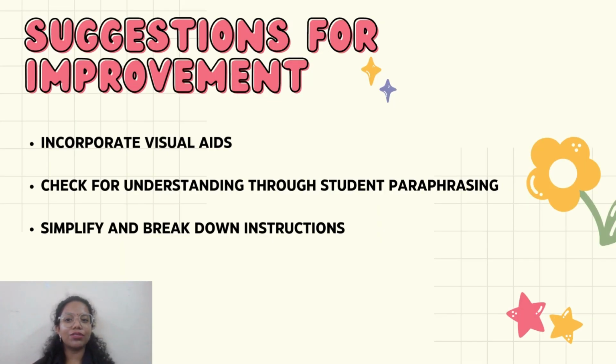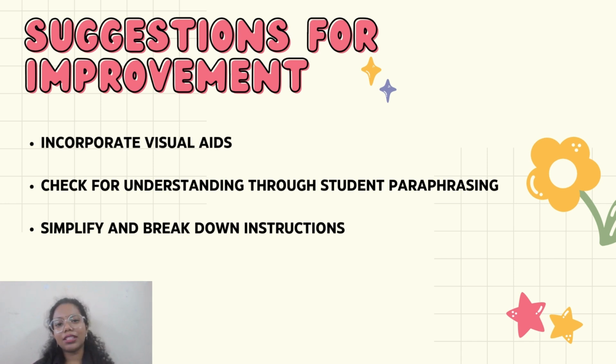So the suggestions for improvement are to use more visual aids, check for understanding via student paraphrasing, and simplify and break down instructions. By incorporating visuals like pictures or diagrams, they can significantly improve comprehension, especially for visual learners or students who are struggling with abstract concepts.